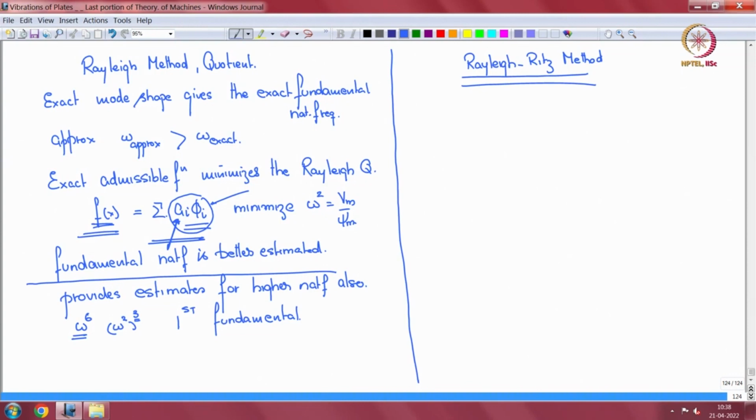So what is the method now? If I have f of x, the mode shape, and I have a summation of g j phi j.